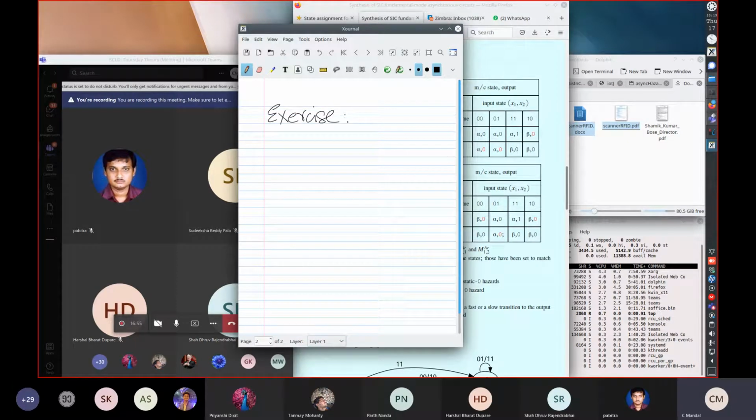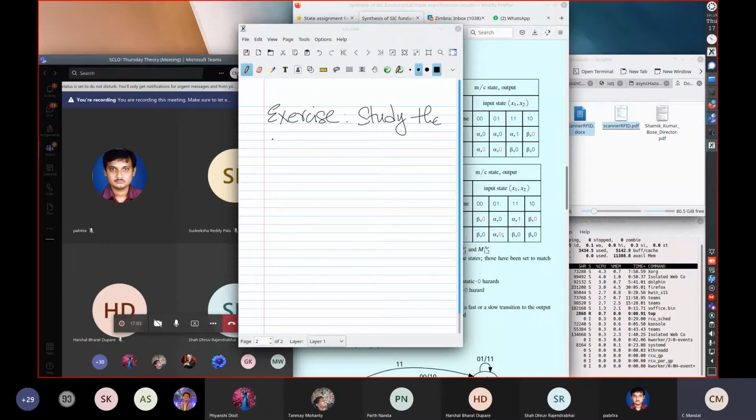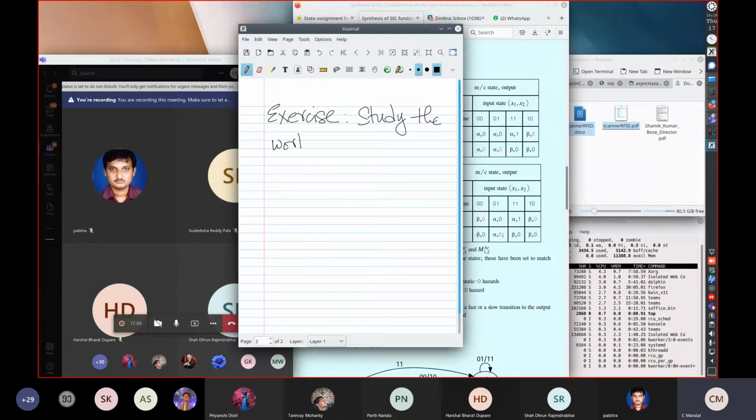You study the working of a chatterless switch. It's also called a debouncing switch.